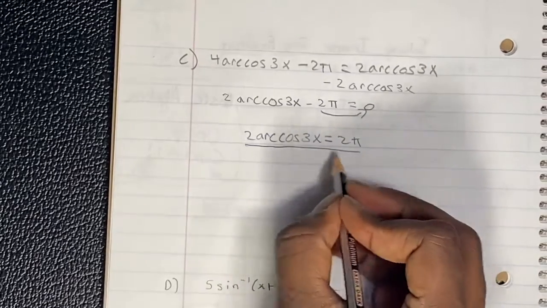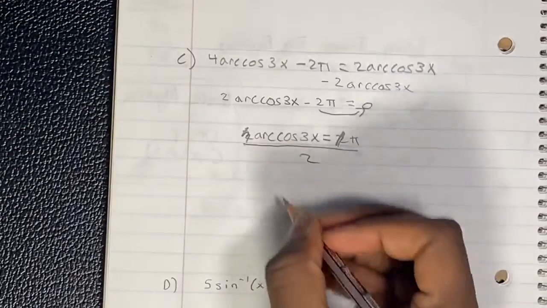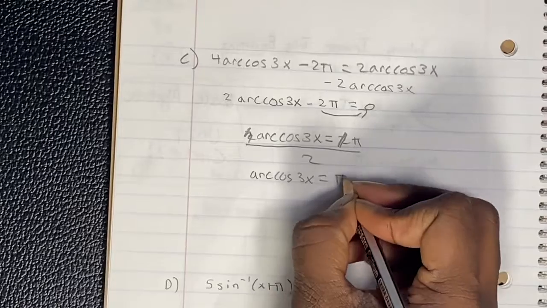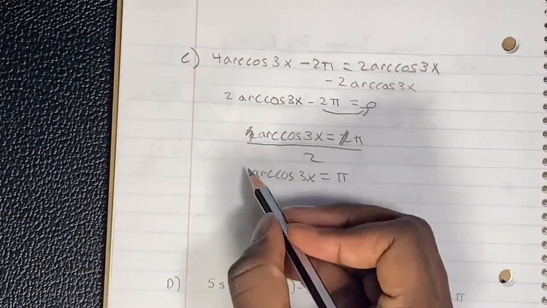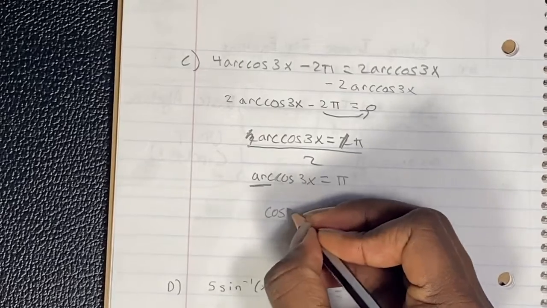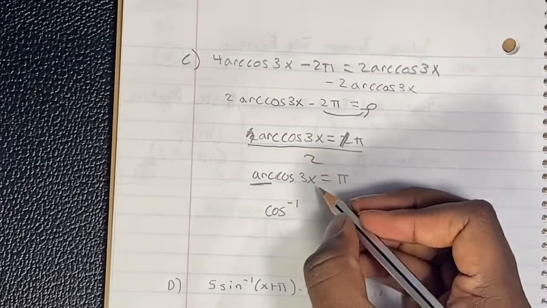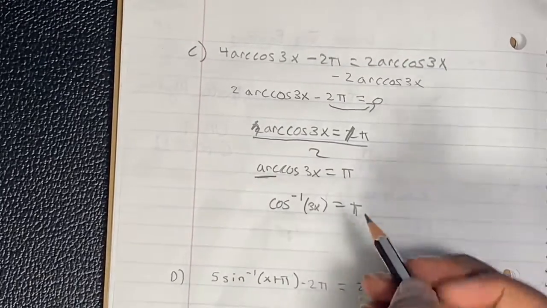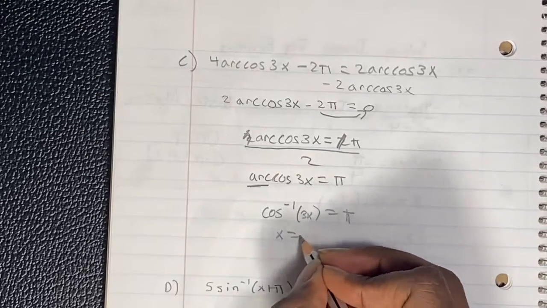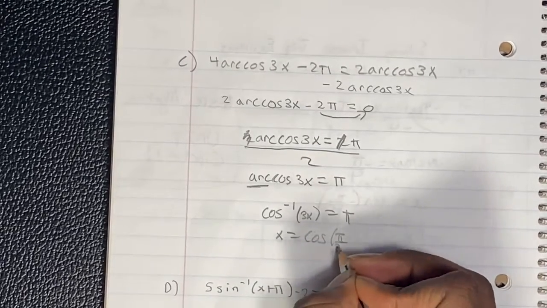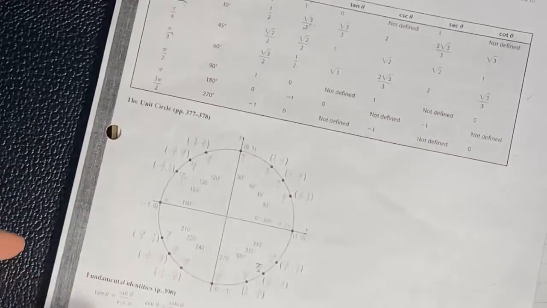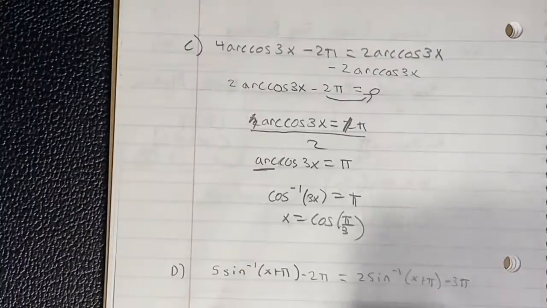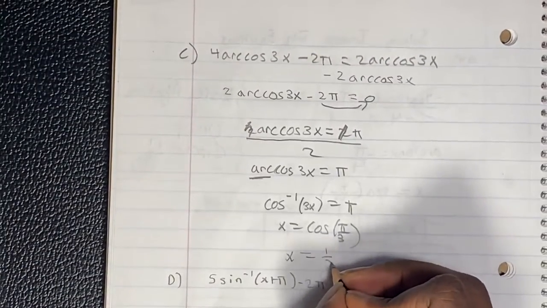Now we just gotta divide both sides by 2, which cancels out this 2 and this 2, and leaves us with arc cosine of 3x equals pi. And once again, this arc is the same thing as cosine to the -1, which is our inverse. So we'll bring the 3x over, set it equal to pi, and flip our cosine to the other side, which will get us to x equals cosine of pi over 3. Let's see what our beautiful unit circle says. Cosine of pi over 3 is 1/2. So therefore, x equals 1/2.